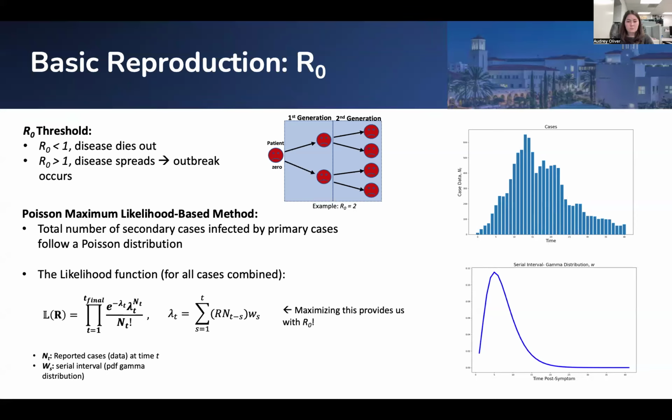To construct this problem, we require the incidence data, or the number of new cases over consecutive time units n, shown here. We also require the distribution of generation time, which can be thought of as the time post-infection. Since the generation time is a non-observable phenomenon, we instead approximate it by the serial interval W, which we define as the time post-symptoms, and this follows a gamma distribution, shown here. Now, in order to actually estimate R0, we can maximize the log of our likelihood function for all cases combined.